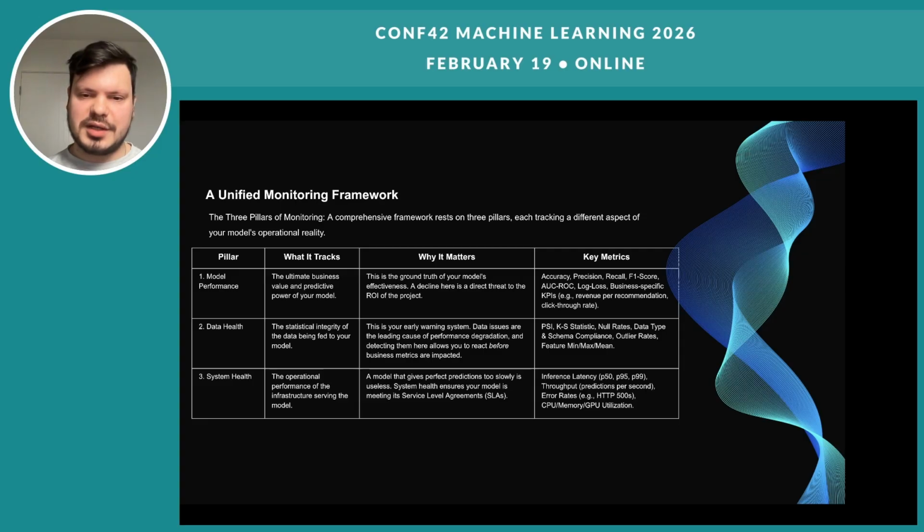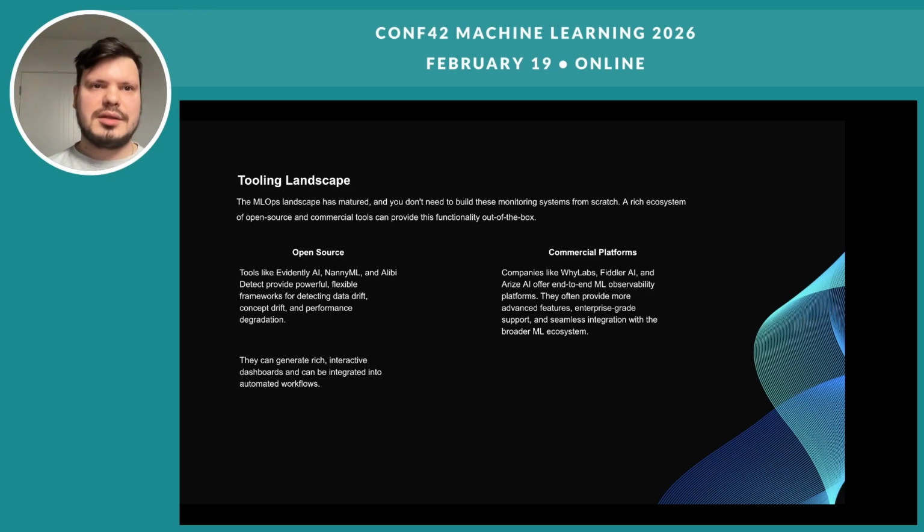So we want to track the inference latency, throughput, error rates, CPU, GPU, and memory utilization. And you don't need to implement anything from scratch. There exist a lot of open source tools that can provide this functionality out of the box. For example, in open source, it's tools like Evidently AI, NannyML, and Alibi Detect. They provide frameworks for detecting data drift, concept drift, and model performance degradation.